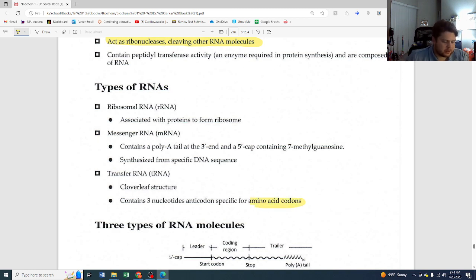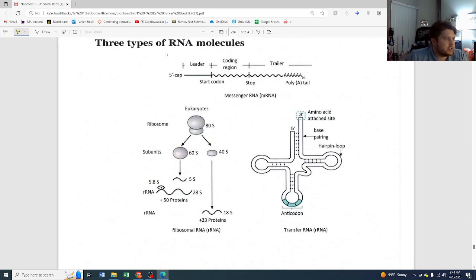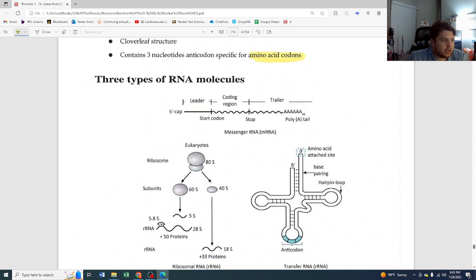Messenger RNA is kind of like the copy of the DNA, which is going to be used to create the amino acid chain. And ribosomal RNA is associated to form the ribosomes, which we need for protein creation. Here we have our 3 different types. The ribosomal RNA, where we have a ribosome and 2 different subunits, a larger subunit and a smaller subunit. Our transfer RNA and our messenger RNA.